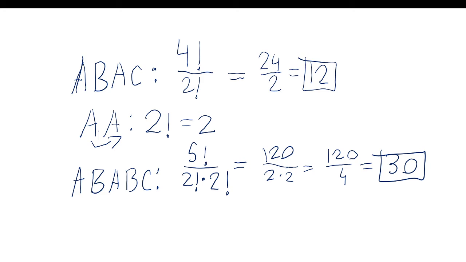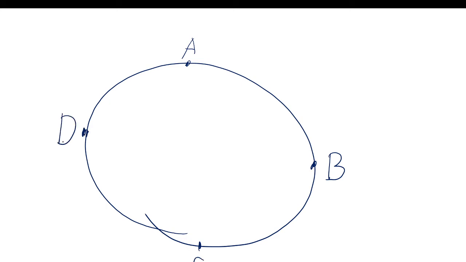Now, let's move on. We've discussed permutations. Let's talk about geometric counting. Suppose I have a circle. How many ways are there to arrange these seating options? How many ways can I arrange 4 people at this round table?